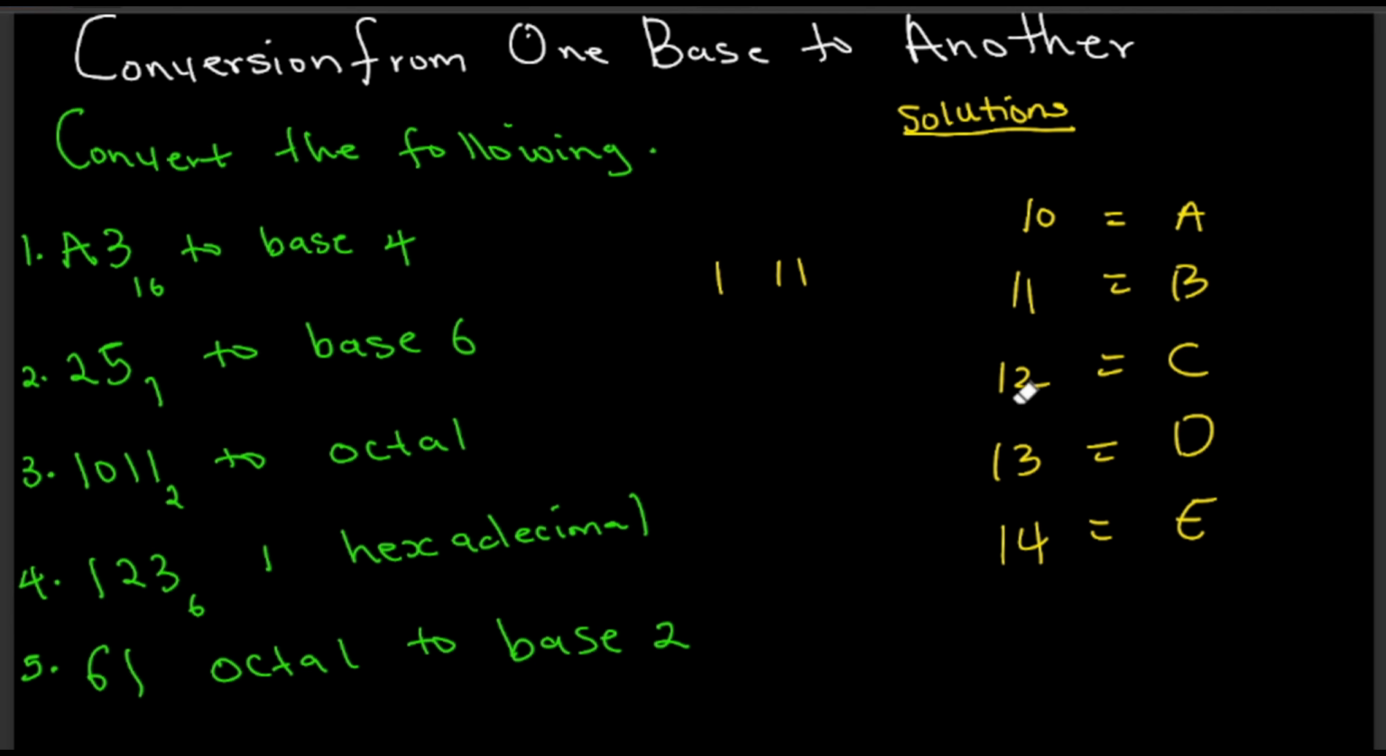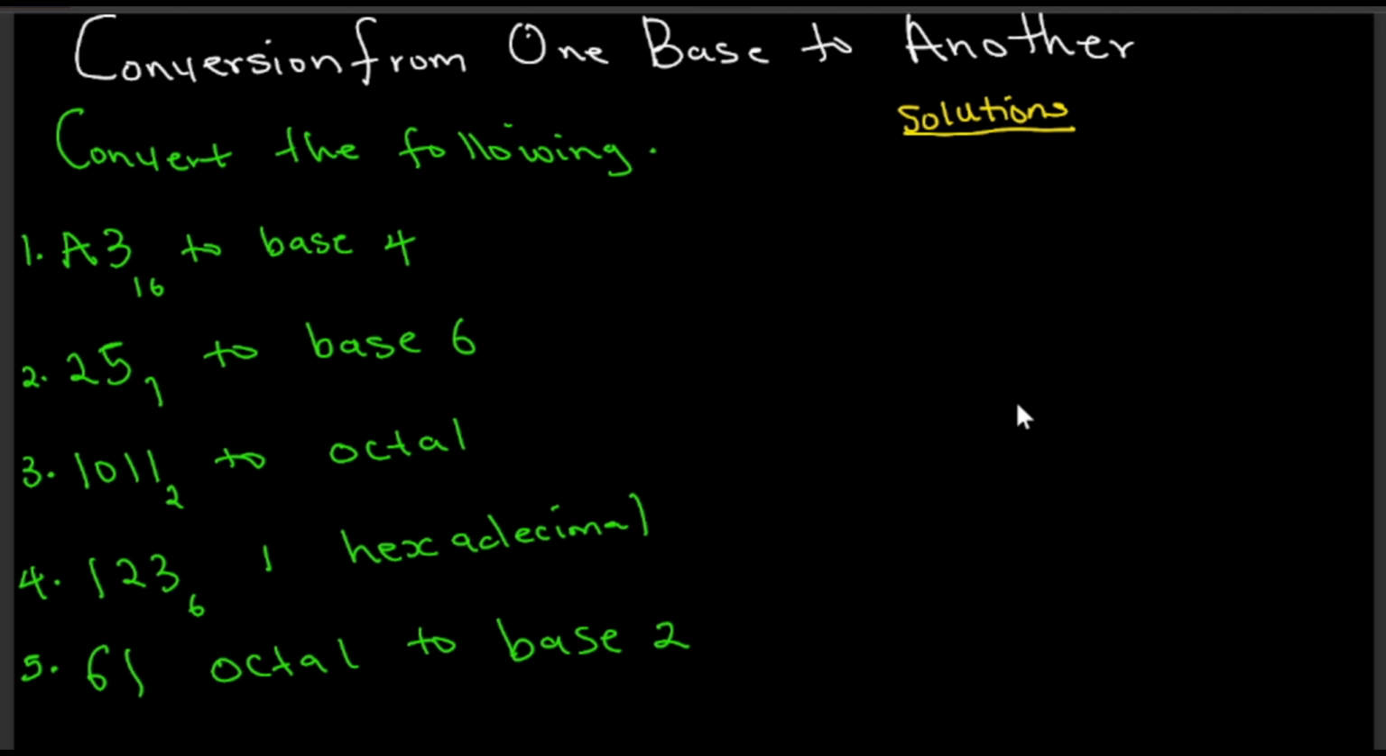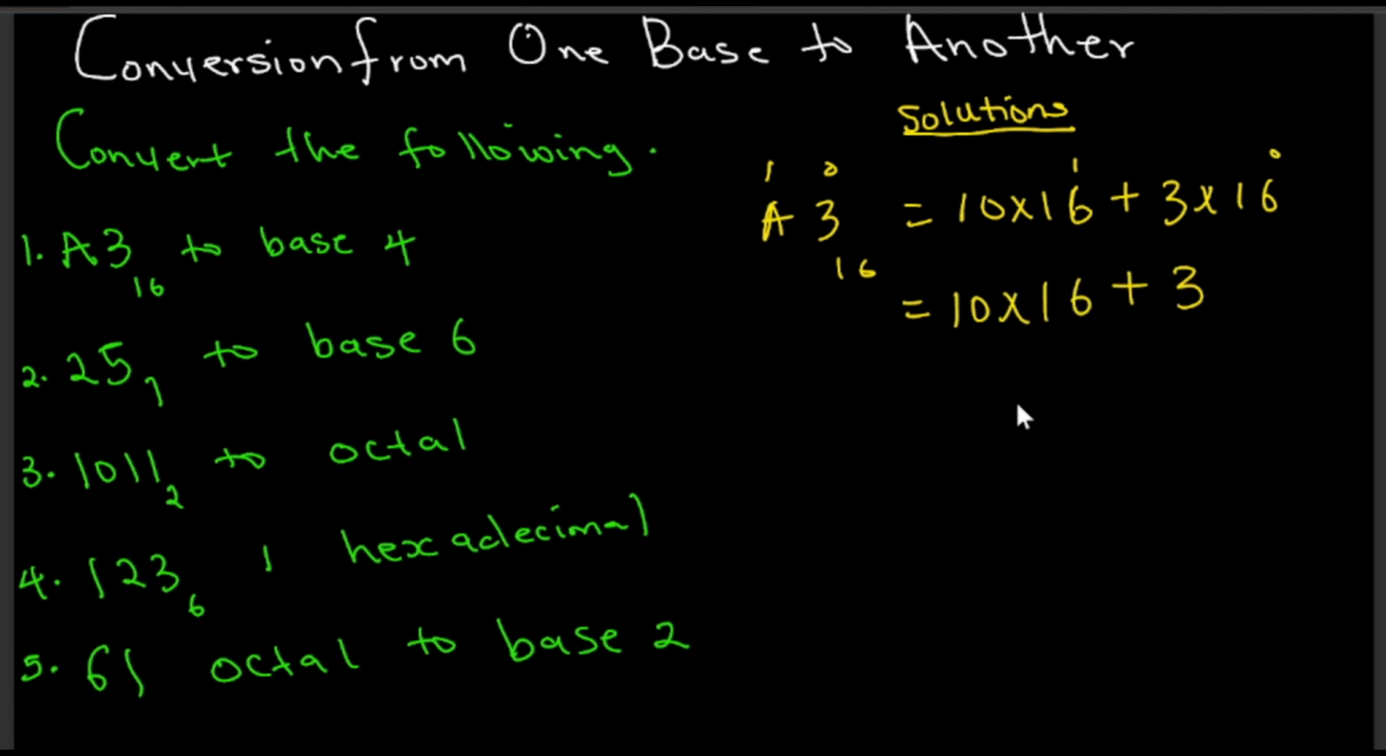So let's work that again. A3 base 16. First, we'll convert it to base 10. If you've not seen the video on conversion to base 10, check it out in the playlist. So converting to base 10, we'll give it powers 0 and 1, right? This is A. A is 10. So this is 10 times 16 to the power of 1 plus 3 times 16 to the power of 0. Now 16 to the power of 1 is 16, and 16 to the power of 0 is 1. So this equals 160 plus 3, which equals 163 base 10.